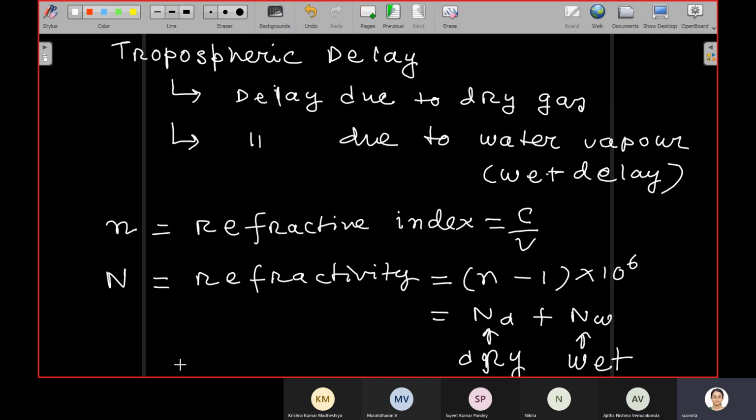Now, using the refractivity, we are going to find the expression for the tropospheric delay, and we will adopt the same approach as before. So we need to find the delta T tropo. What is delta T tropo? Delta T tropo is the actual travel time of the signal in the troposphere and the travel time that we would have got if there had been no troposphere.